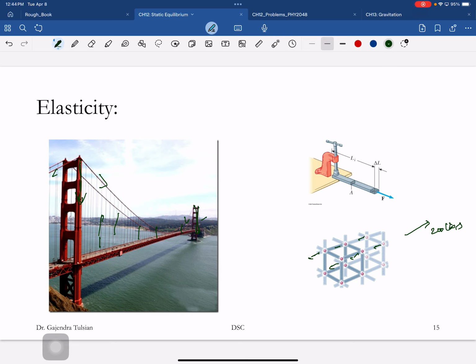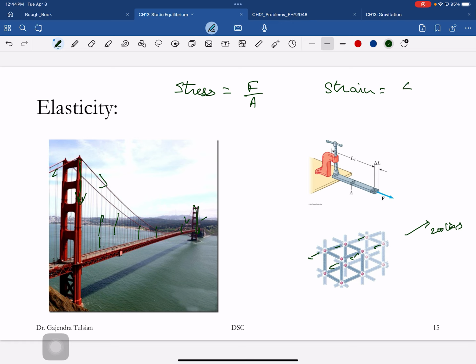So here are the two terms that are relevant in this chapter. Stress is defined as force per unit area. This force that you applied per unit area is the area of cross section. Okay? And the other term is strain.